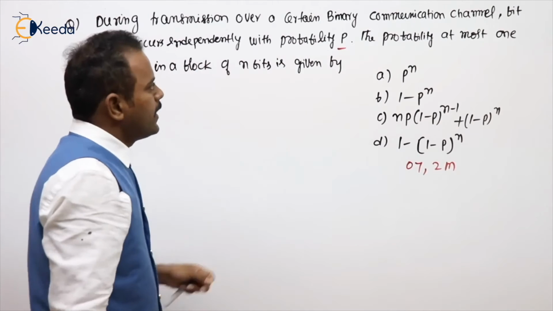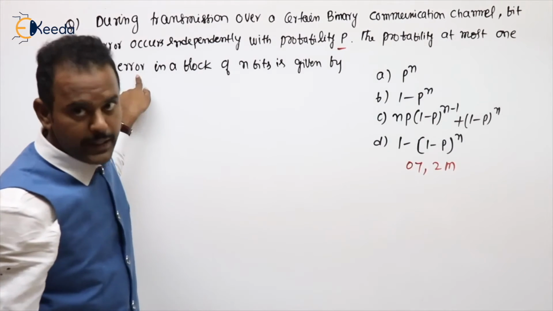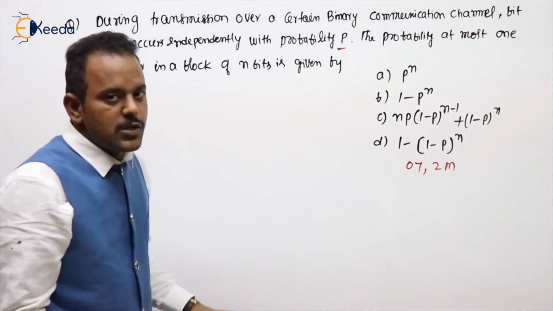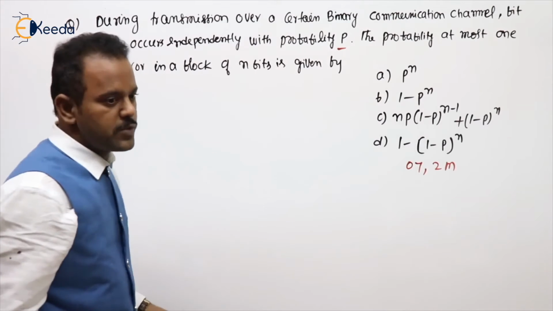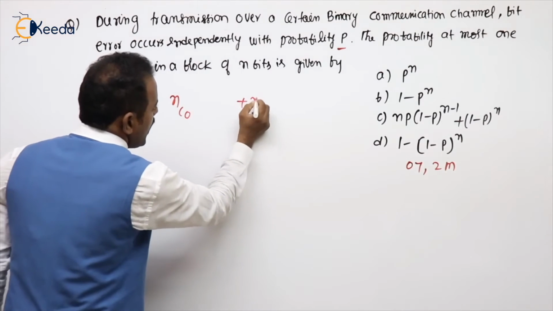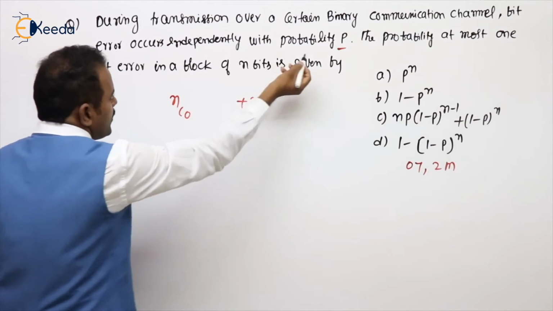Error probability is given. The probability of at most 1 bit error in a block of n bits is given by... We see in this problem, this models the number of times. At most 1 means maybe errors are 0 or maybe 1. And he is asking for error now, that will be our success.